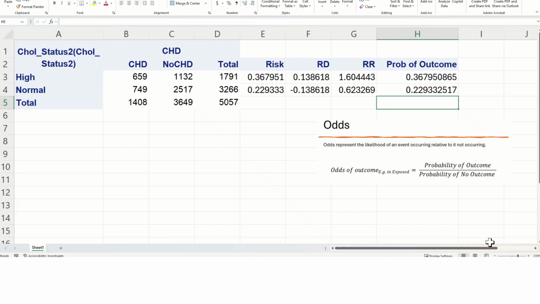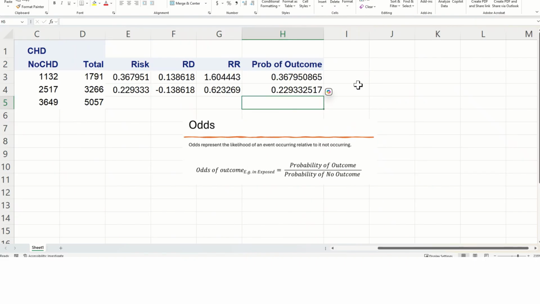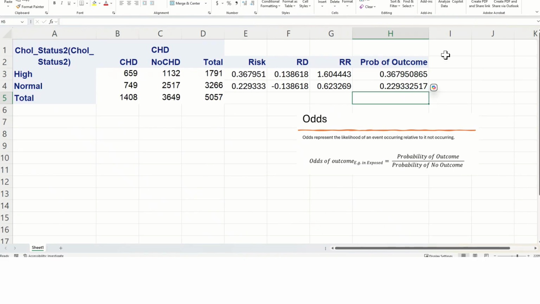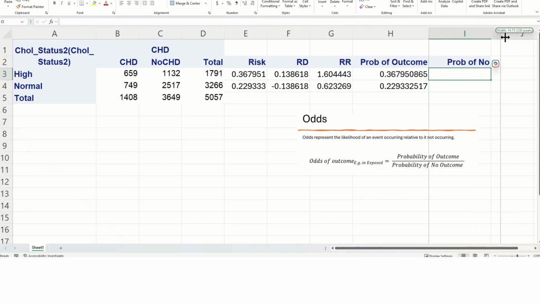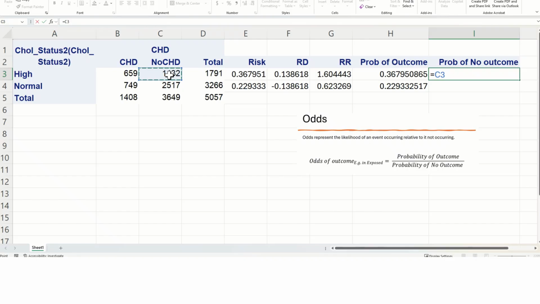Now let's calculate the probability of no outcome. I'm gonna just make it a little bigger. Okay, the probability of no outcome is equal to the number of individuals who did not develop chronic heart disease divided by the total number of individuals.